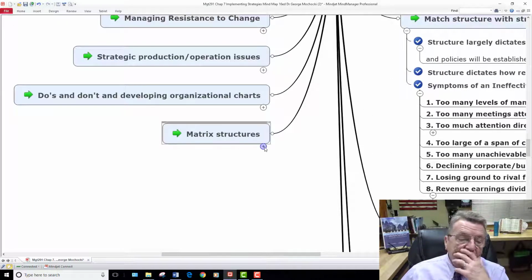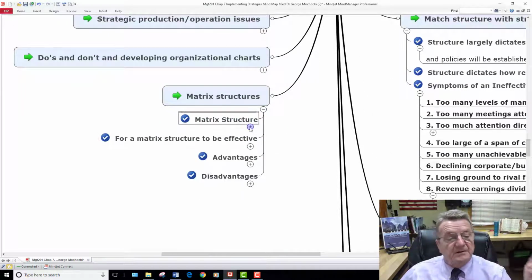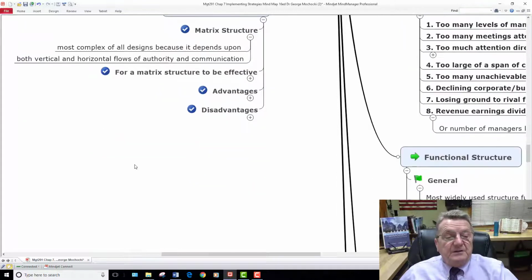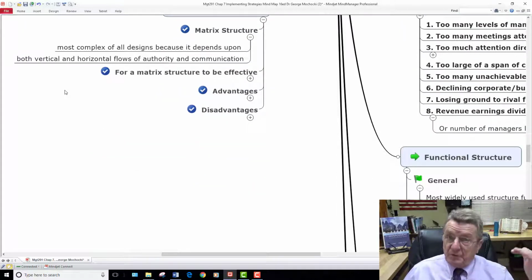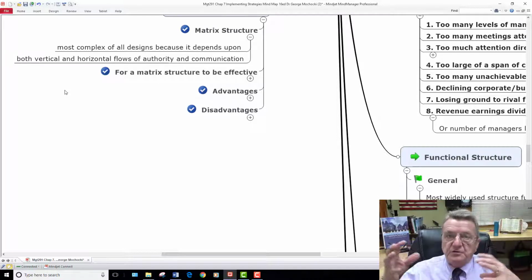Okay, the matrix. Now, the matrix is usually hard. Matrix structure basically is the most complex of all designs because it depends upon both vertical and horizontal flows of communication. Different departments, different individuals work well. You have different bosses, but you still have the one main person with the chain of command, as you learn in another chapter. But at the larger level, you have to have a matrix.